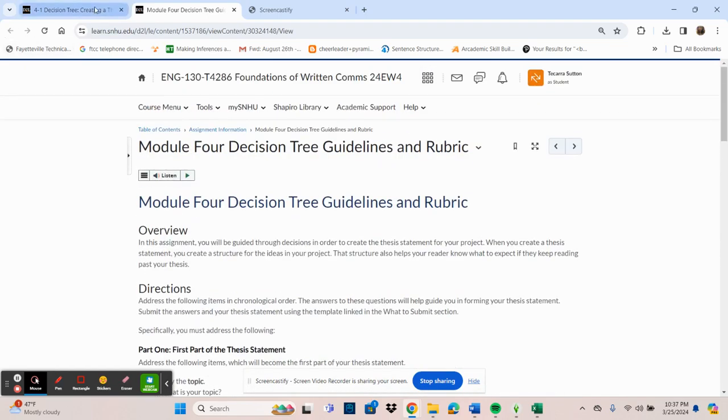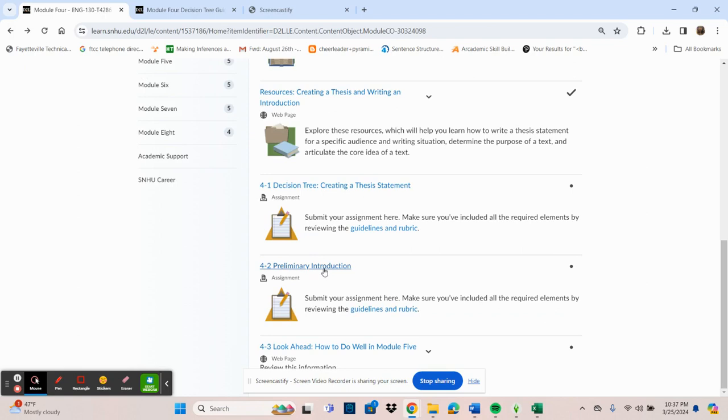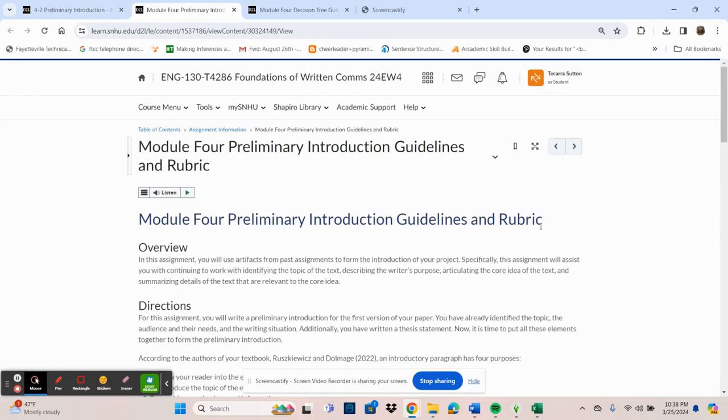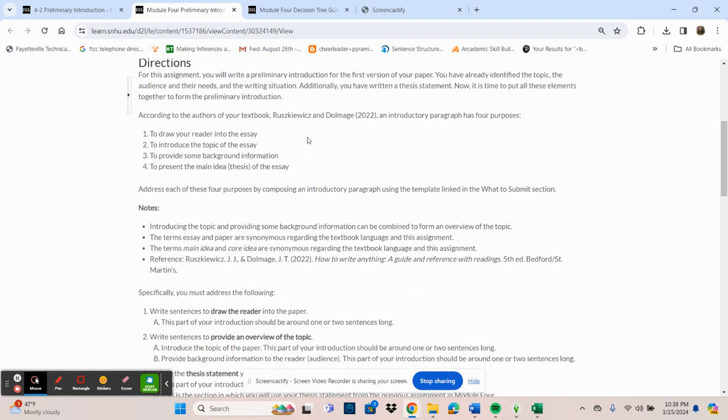Okay, let's move on because I have been yapping away here. All right, let's look at the second assignment and then I'm going to wrap this up. Okay, so remember if you see blue, click it. For the second assignment, you're going to write your introduction here. Okay, so we're going to skip the overview and go right to the directions.